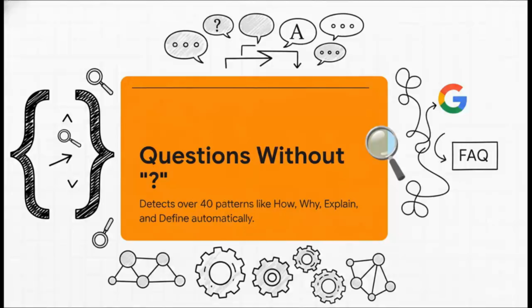And get this, it's smart enough to detect questions even if you don't use a question mark. It recognizes over 40 patterns, words like how, why, explain, define, describe, or tell me. So if you write an H3 heading that simply says, "Explain the benefits of schema," the plugin instantly knows that's an FAQ and perfectly formats it for Google.